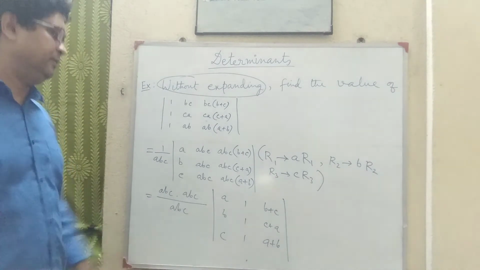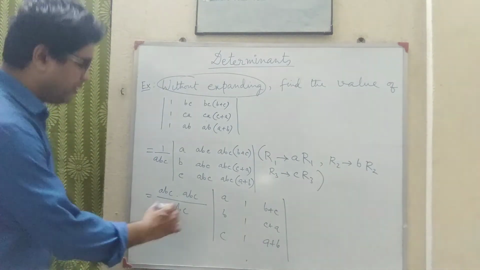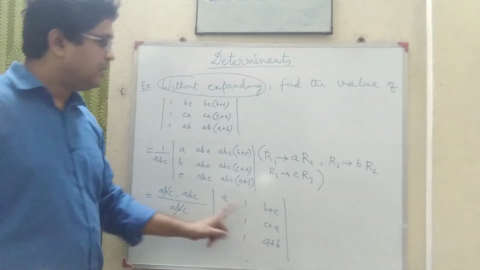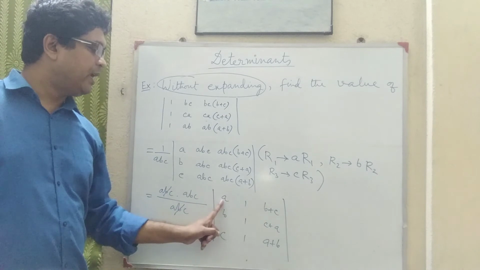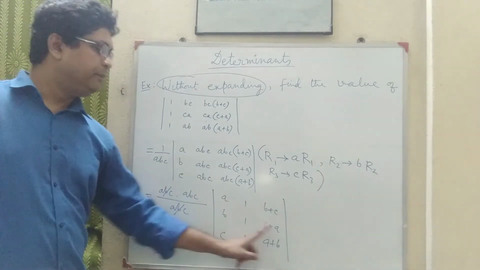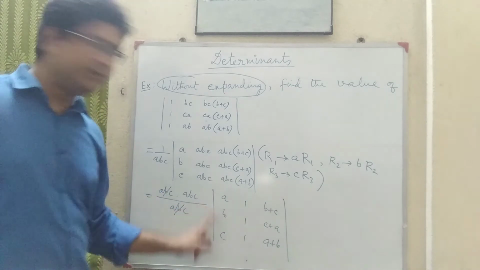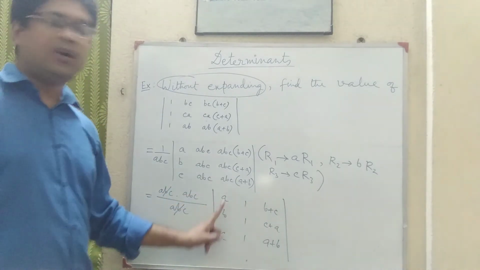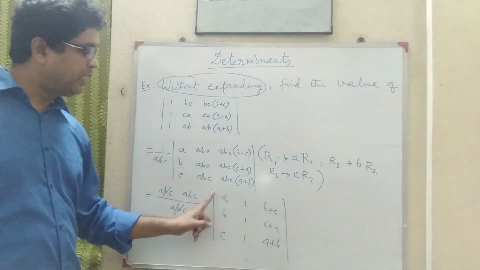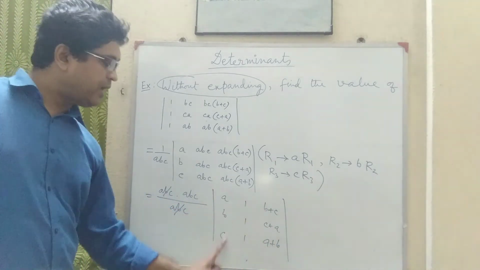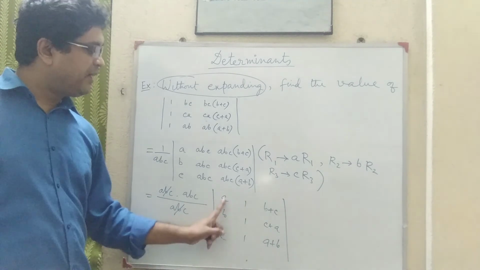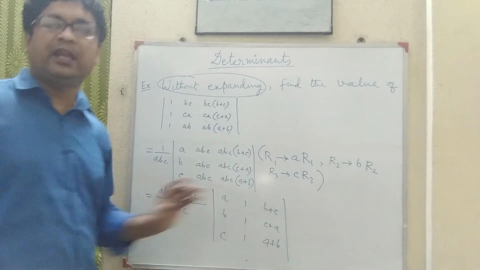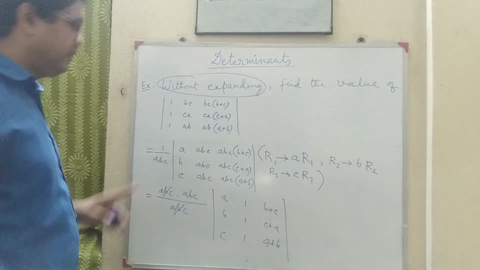Now one ABC will cancel here, and you see the elements here: A, B plus C; B, C plus A; C, A plus B. If you observe the elements carefully, you will find that if we add these two columns, then all the elements will be the same. If we add C1 and C3, each element will become A plus B plus C, B plus C plus A, C plus A plus B. That means all are A plus B plus C. So we can apply that operation now.